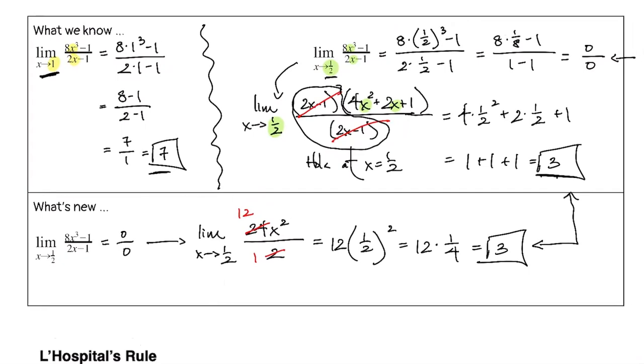I thought I saw in the chat a question about answers in a particular format. So with our limits, we're looking for the numerical value at the end. So it's okay if you just have a number at the end.